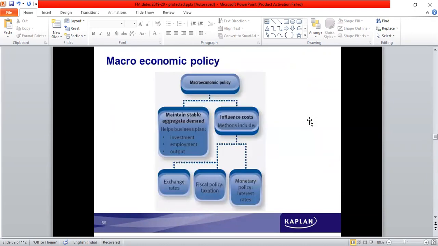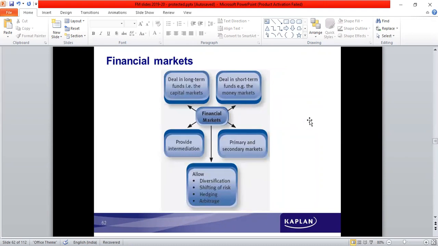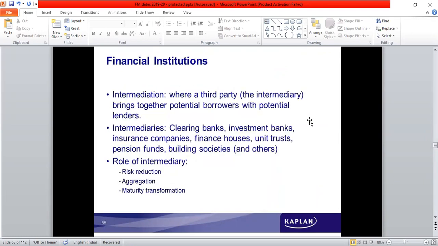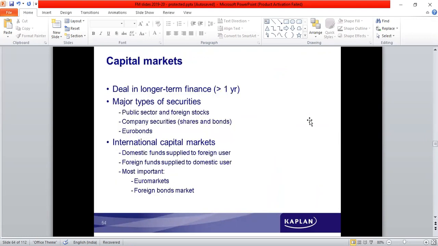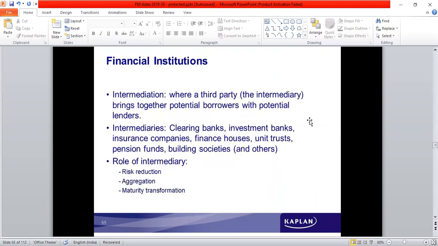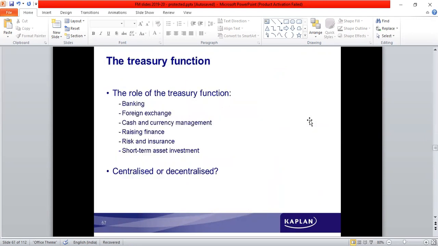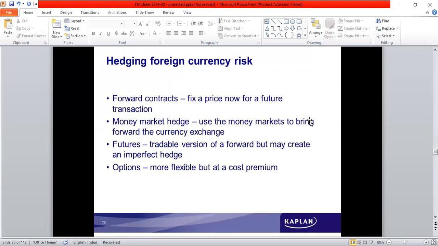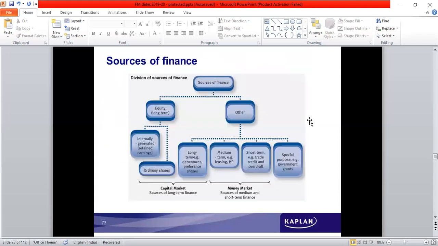We would roughly go through what macroeconomic policy and monetary policy are, and the various types of financial markets, the money market and the capital market, their features, and what types of securities are traded. We also need to look into the financial institutions, securities, and the treasury function. Then the risks: currency risk and interest rate risk, and how to hedge them. When we discuss the securities market, Ashley, I will also discuss your doubt about futures and options.